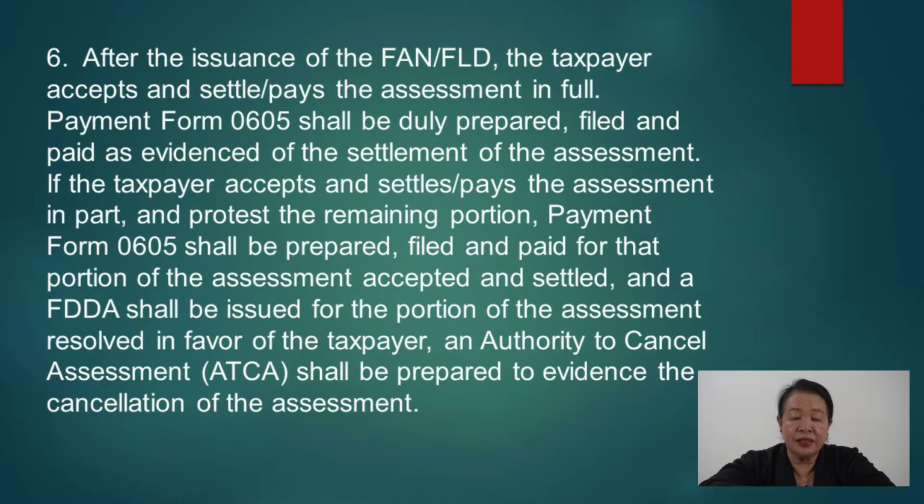If the taxpayer accepts and settles or pays the assessment in part and protests the remaining portion, then payment form 0605 shall be prepared, filed, and paid for that portion of the assessment accepted and settled, and an FDDA shall be issued for the portion of the assessment resolved in favor of the taxpayer. An authority to cancel assessment or ATCA shall be prepared to evidence the cancellation of the assessment.